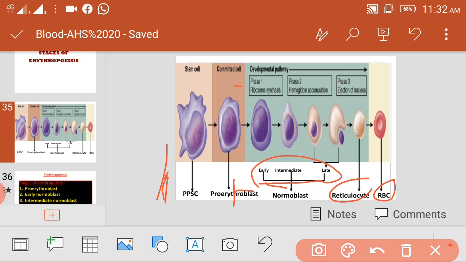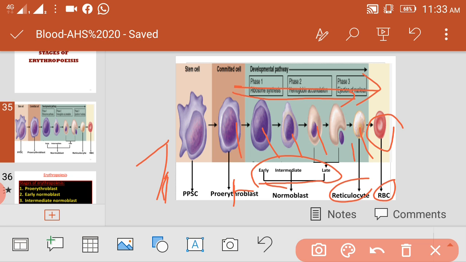In this picture, what you can observe is that here the nucleus is present. Slowly the nucleus becomes small and then it disappears. So in the reticulocyte there is no nucleus. That is one thing. And the size of the cell: the first one is bigger, then the size will be decreasing, and the matured cell will be 7.2 micron. That is the second change.